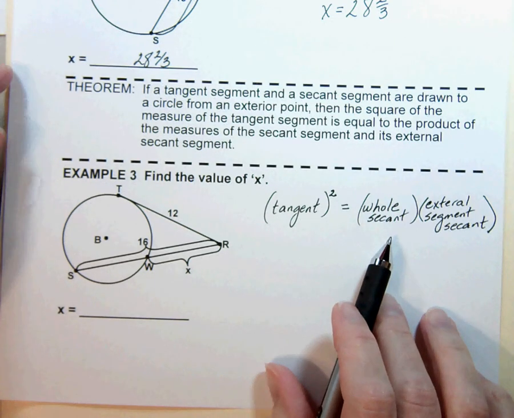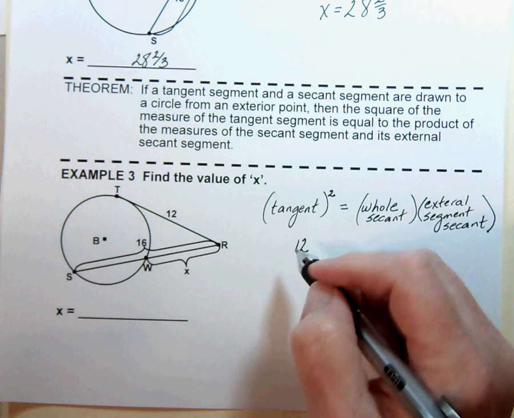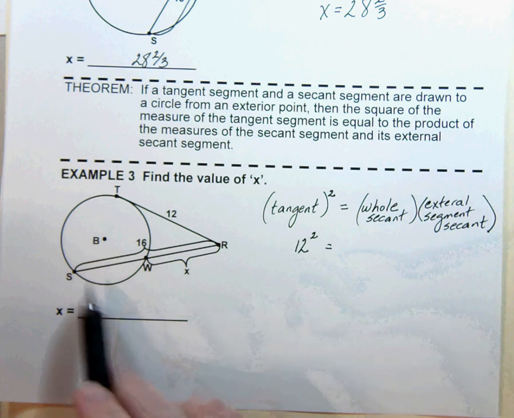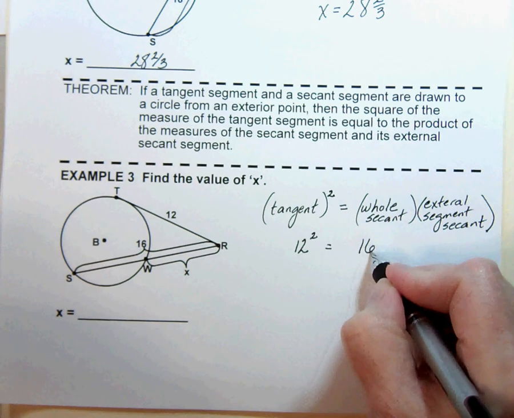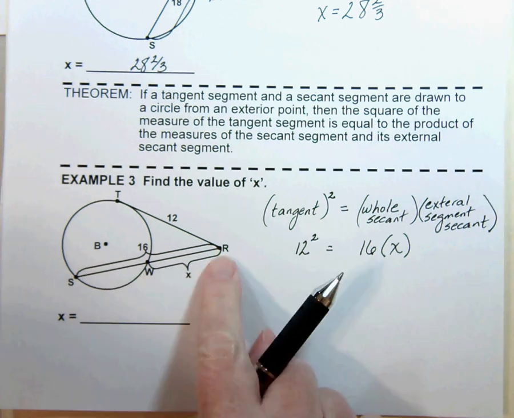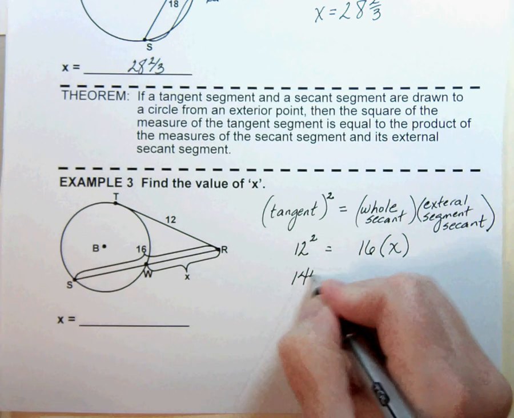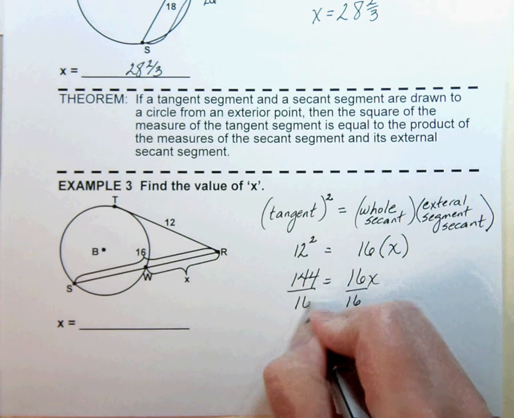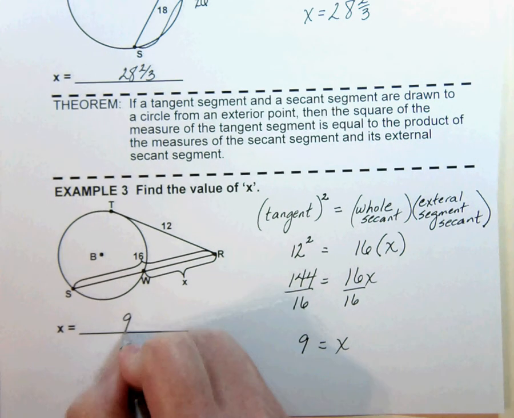The tangent line is TR. Since it's given as 12 as its distance, you're going to square the 12. The whole secant, in this case, they've already given it to you. See how they did the grouping symbol, and the entire secant is 16. And the external part is the one we don't know. That's the x. WR is the outside part of the secant. That's what's called the external part. So here's your formula. 12 squared is 144. 16 times x, divide both sides by 16. Your x would equal 144 divided by 16, which is 9. So the length of that one would be 9.